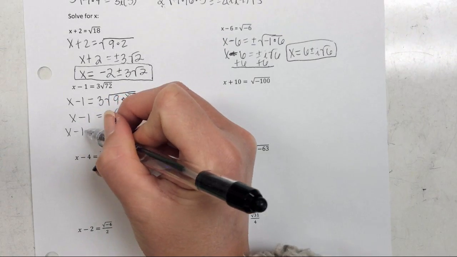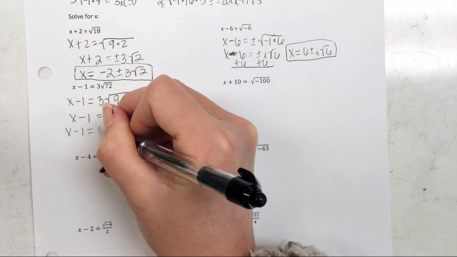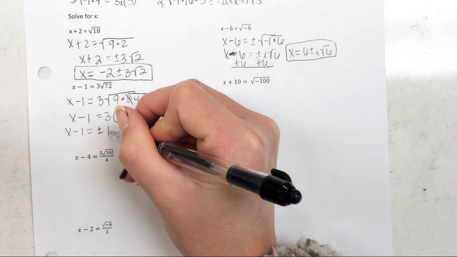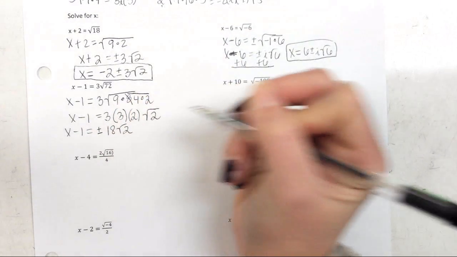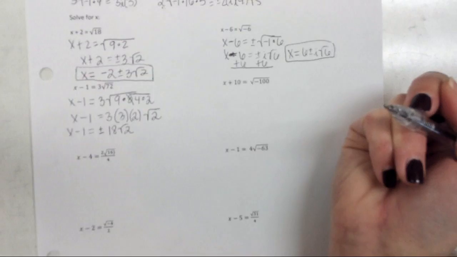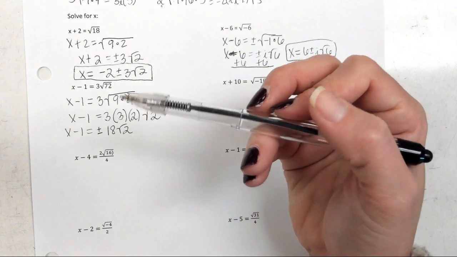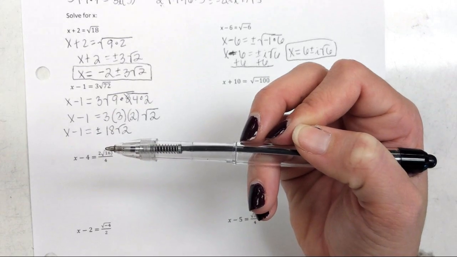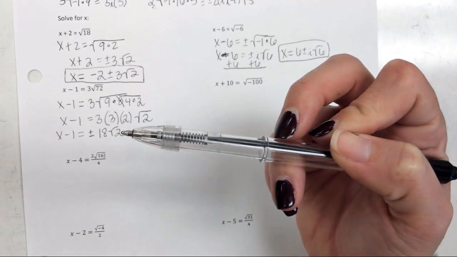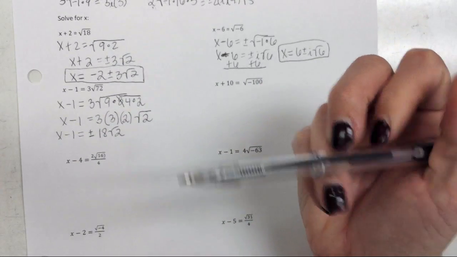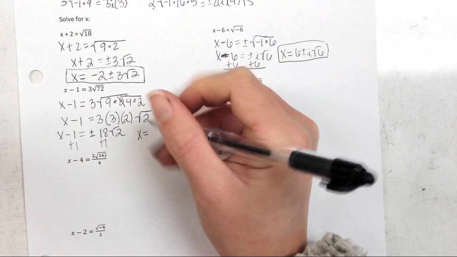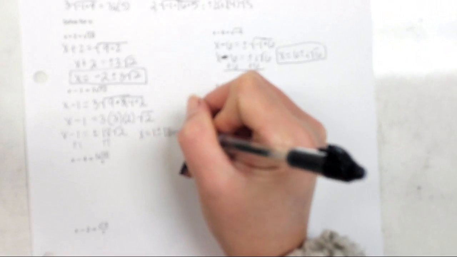We'll have x minus 1 equals, and then don't forget your plus or minus. 3 times 3 is 9. 9 times 2 would be 18 square root of 2. So now we've simplified this. Now we have to get x by itself. So from here, all we're going to do is add 1 to both sides. So we'll get x equals 1 plus or minus 18 square root of 2.